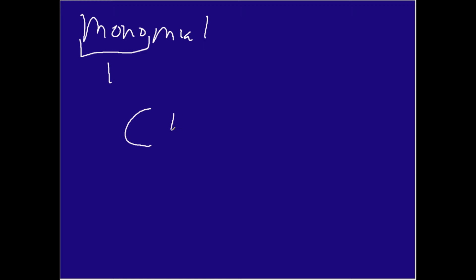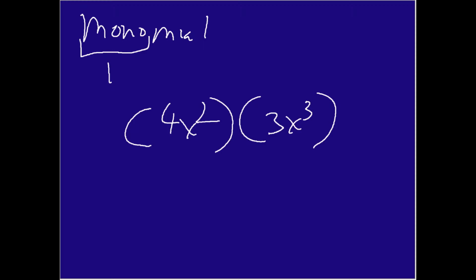So let's say I have 4x squared. This is an example of a monomial. And then I multiply it by 3x to the third power. So I have two monomials here, 4x squared and 3x cubed basically. To multiply this is really not that complicated. You simply just combine like terms, if you will.